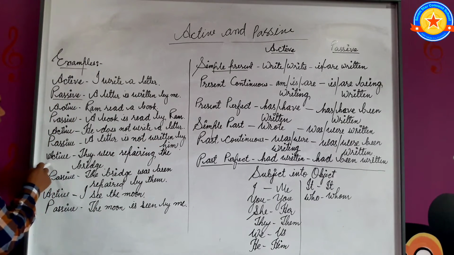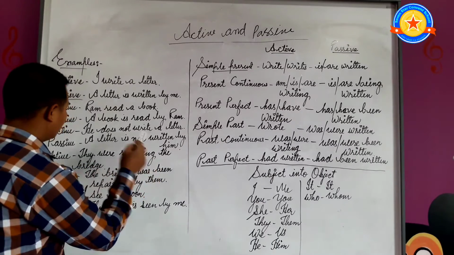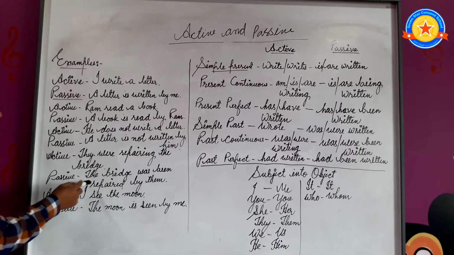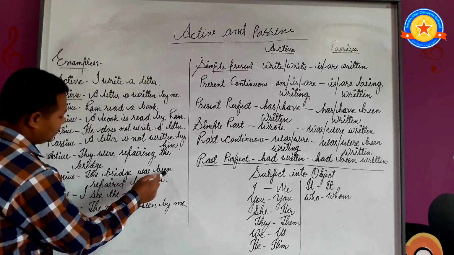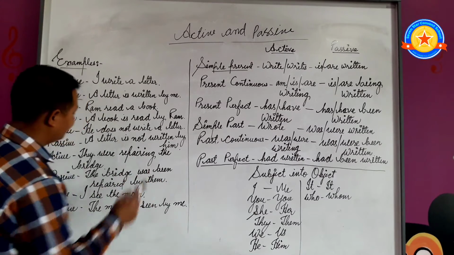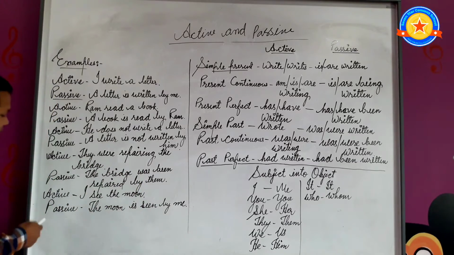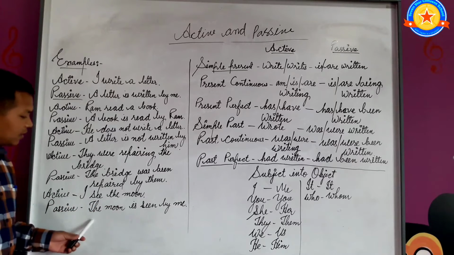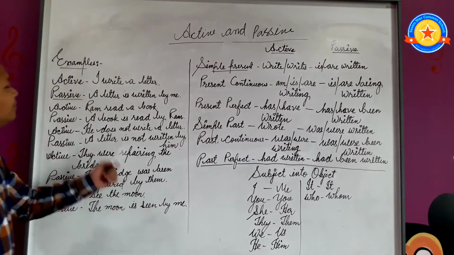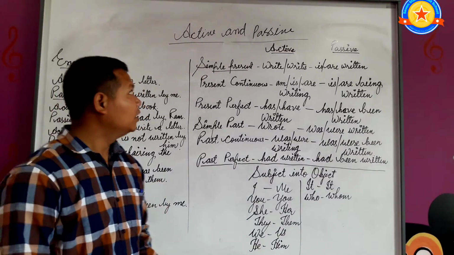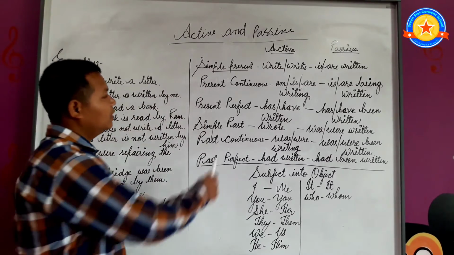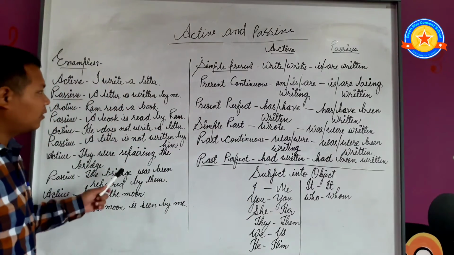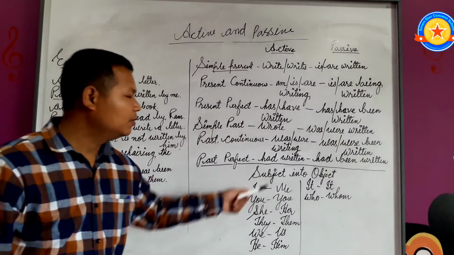And another sentence: They were repairing the bridge. In passive voice, the bridge was being repaired by them. They will become them. Another sentence: I see the moon, and in passive voice, the moon is seen by me. These are the simple things that I have explained to you to understand how to write. So every example is from here. You have to follow this one by one and see how we need to follow this.